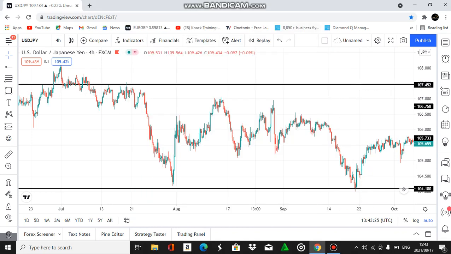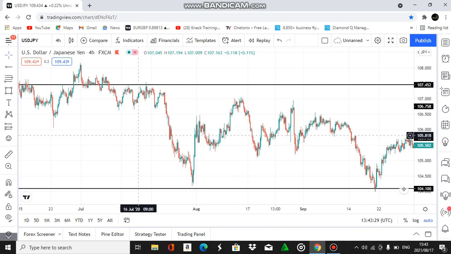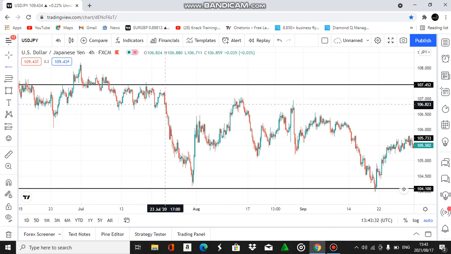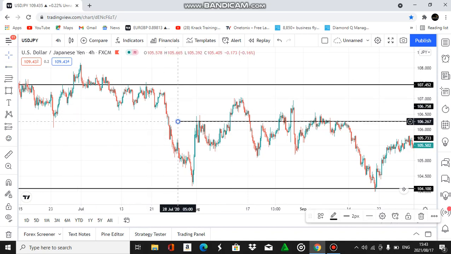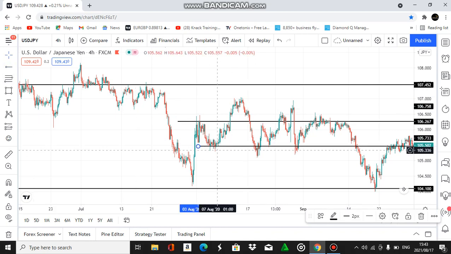Okay, now I got this example of this pattern. Let me indicate here.